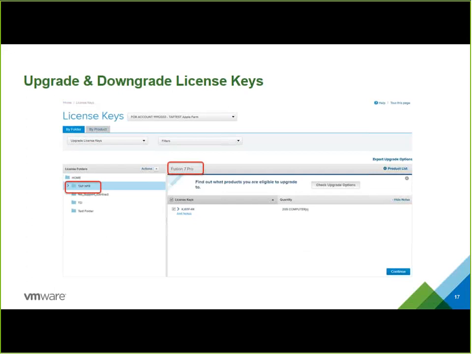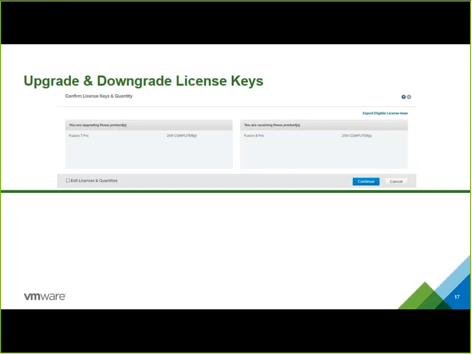And then next, you want to select the VMware product that you'd like to upgrade. And then check mark the box to the left of the serial number. And then click the blue Continue button at the bottom. And then you're ready to go. You'll then be asked to confirm the license upgrade. And then again, you'll want to click Continue.